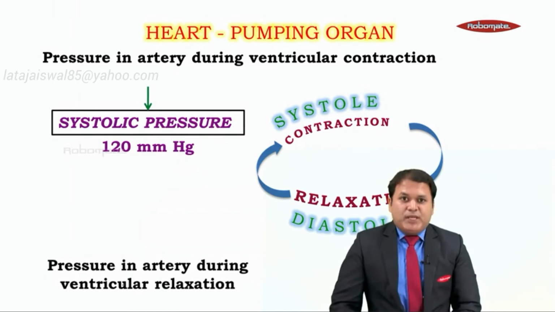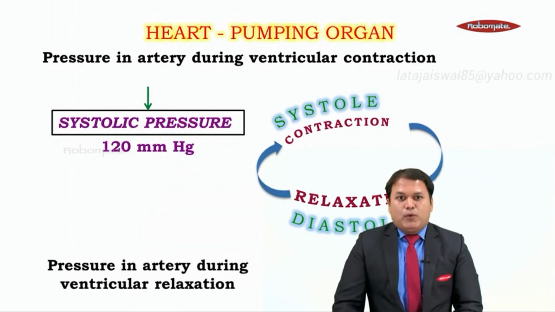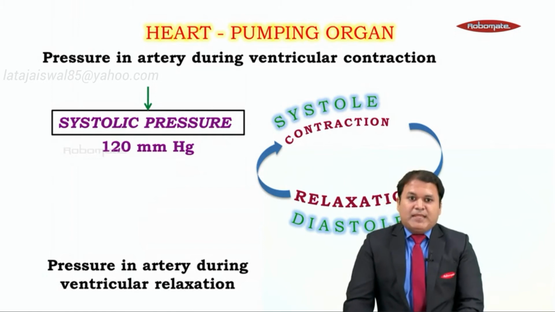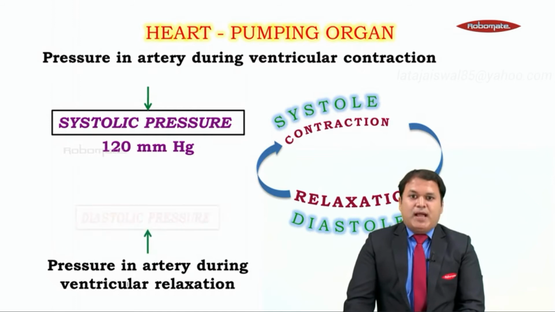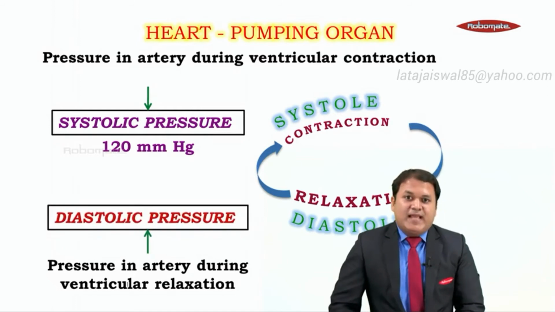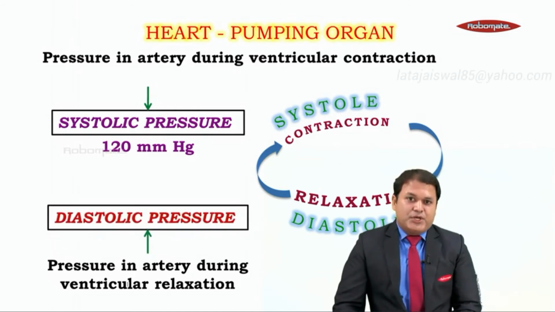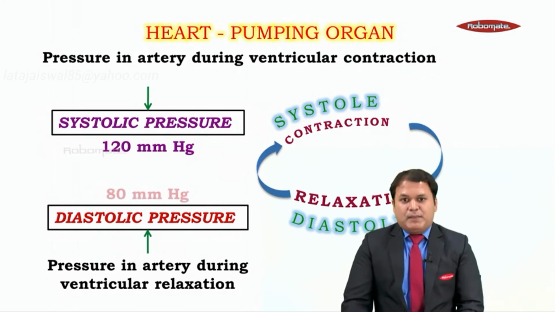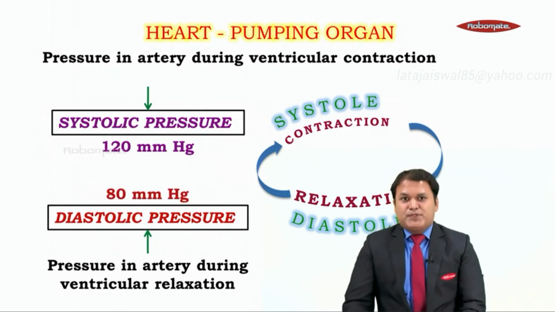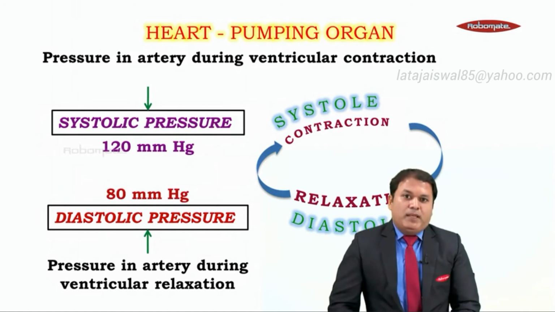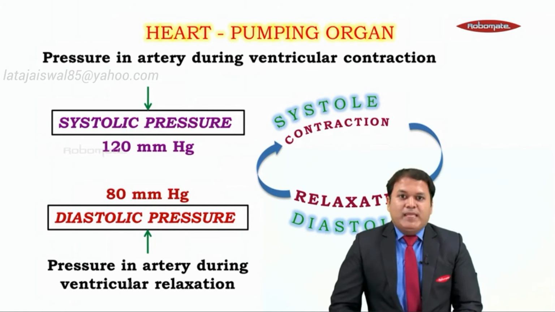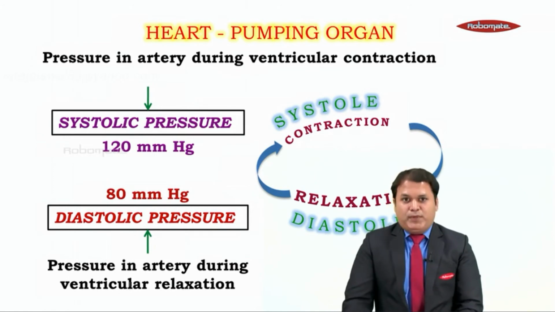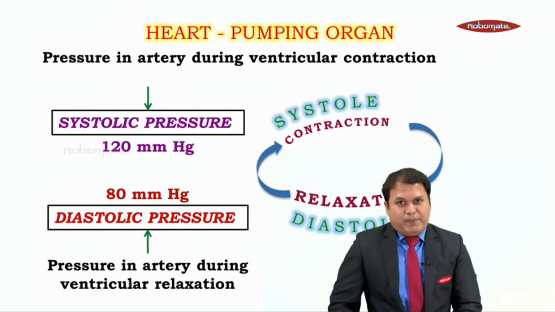And the pressure in the arteries during ventricular relaxation, that is the diastole phase of the heart. During that time, the pressure in the artery is called the diastolic pressure. And when measured, the normal diastolic pressure comes out to be 80 millimeters of mercury. So the normal blood pressure of a human being is supposed to be 120 by 80 millimeters of mercury, where 120 is the systolic pressure and 80 is the diastolic pressure.